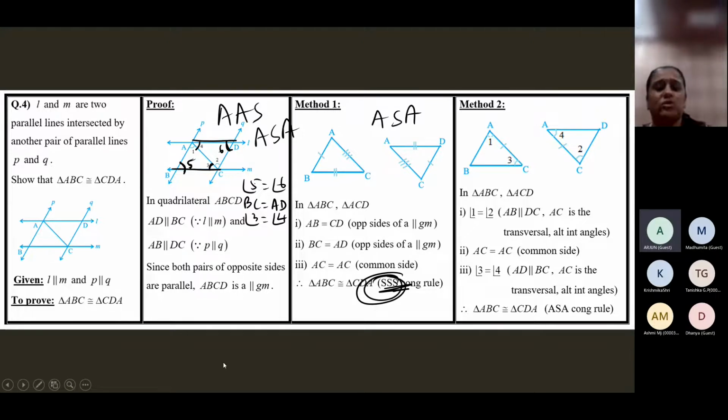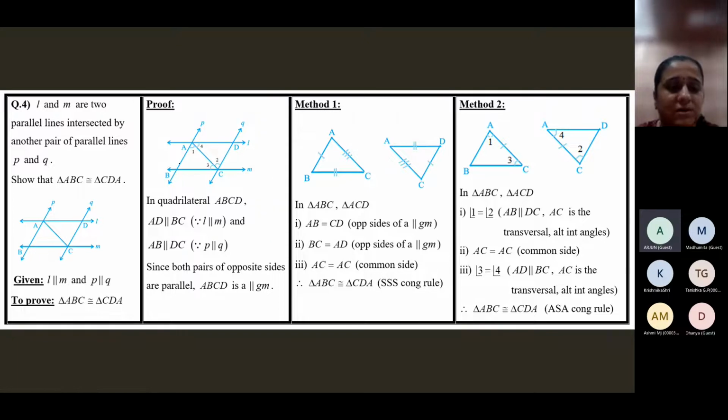You can just make a note of this like this. Number this 5 and number the 6. You can also write angle 5 is equal to angle 6, BC is equal to AD, and angle 3 is equal to angle 4. Like this you can keep, because there's a lot of information, a lot of equalities.